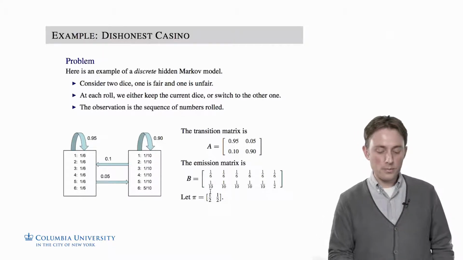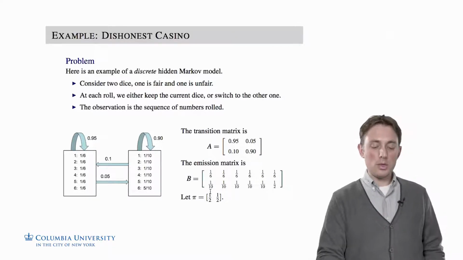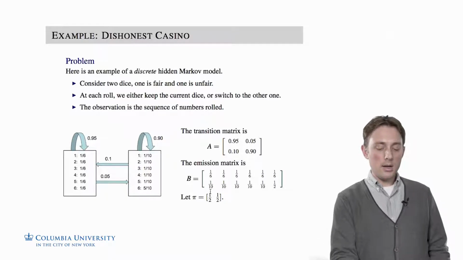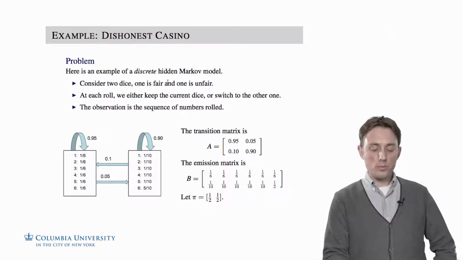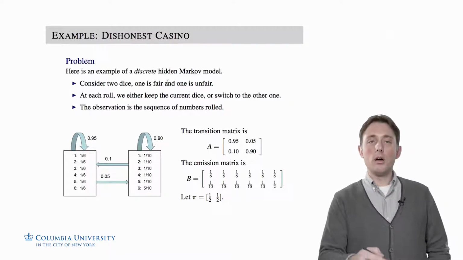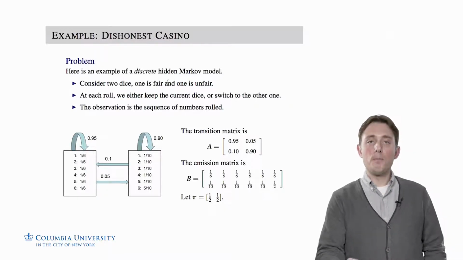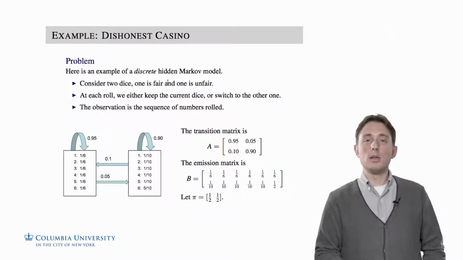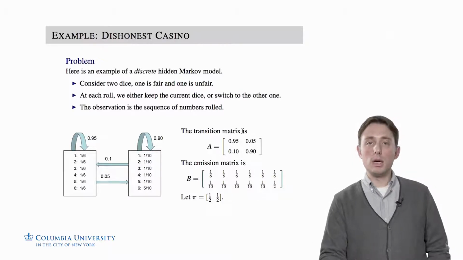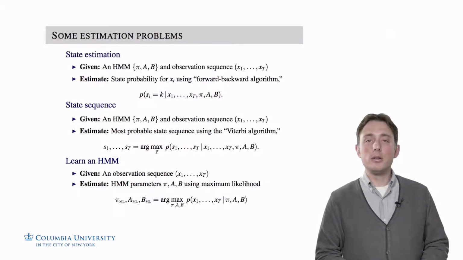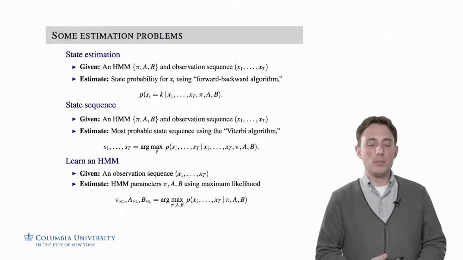So this is an example that we'll return to in a later slide of how you would generate data from an HMM. But all we get to observe are the results of the rolls. That's the observed sequence. But the hidden process, the hidden state transition, is picking between one of the 2 dice. We've defined the generative process for the HMM.